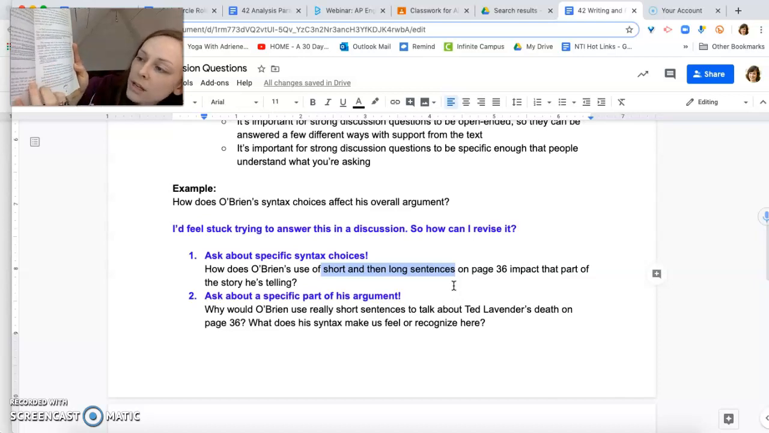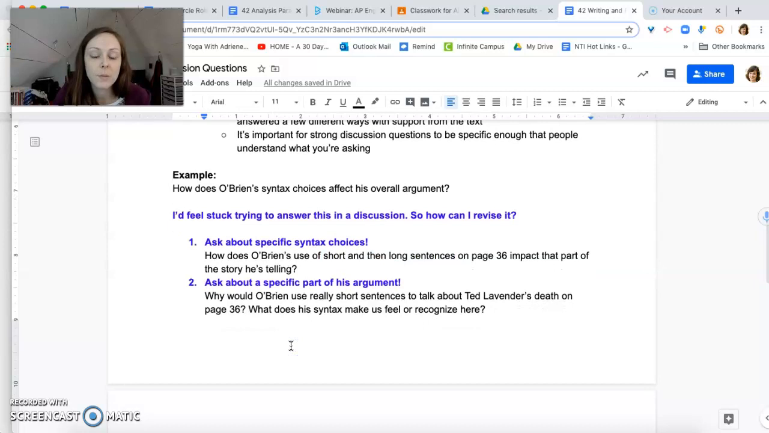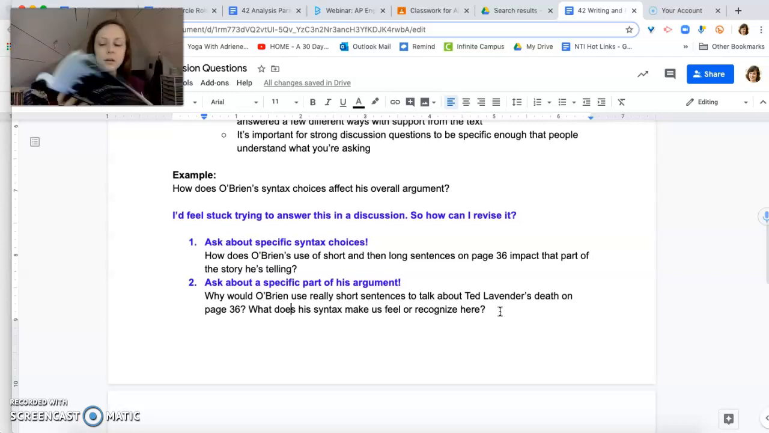So we have this whole section that's like very short sentence moving into longer and longer sentences going down. So that's like one specific example, and we could ask the question, how does his use of those short and long sentences impact that part of the story? Or you could make it about a specific part of his argument. So why would O'Brien use really short sentences to talk about Ted Lavender's death on page 36? And what does his syntax make us feel or recognize here? Page 36 is that part up there where you have just these really short sentences, all their own paragraph as well.